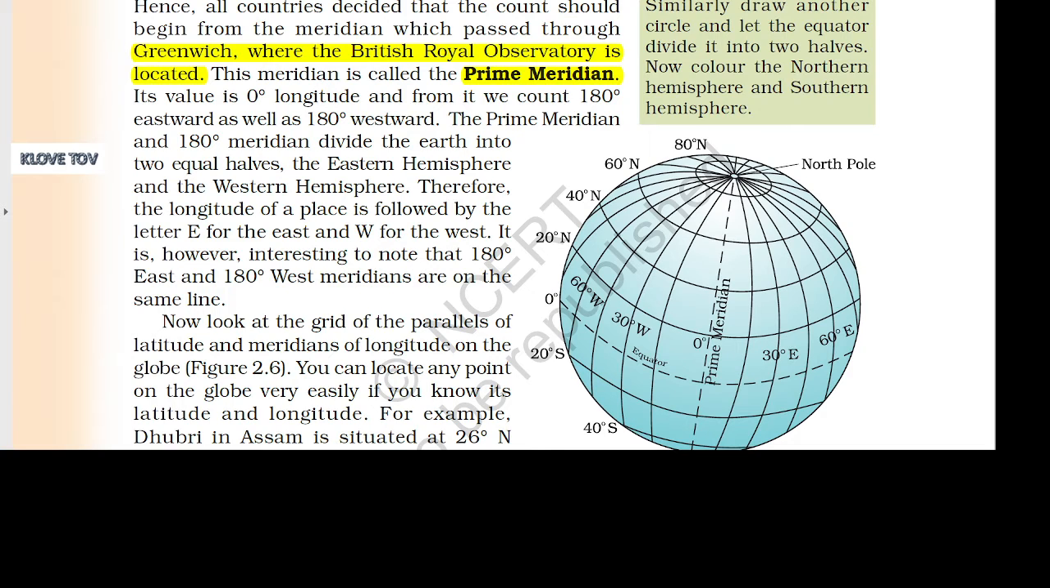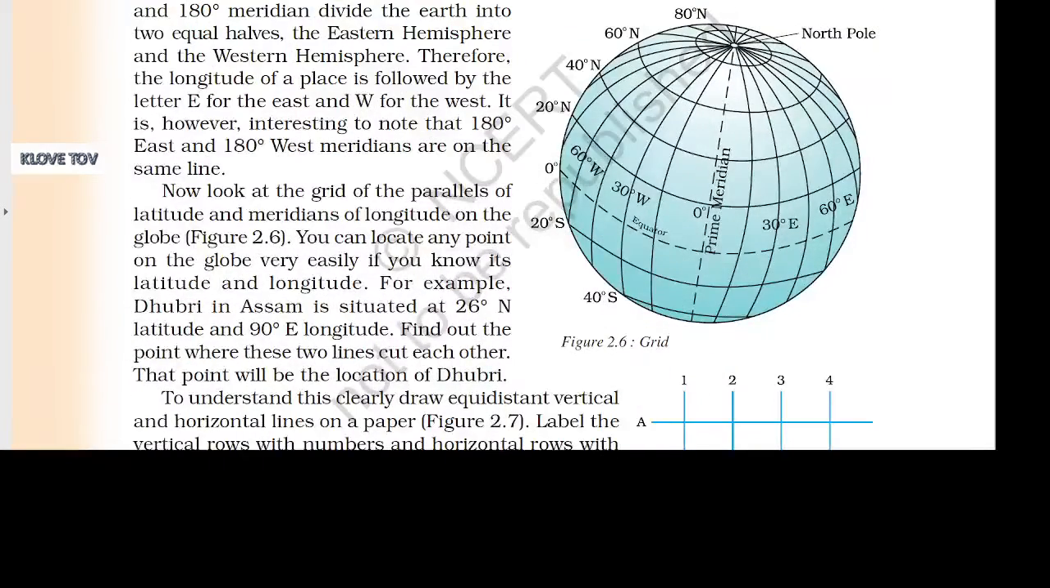The prime meridian and 180-degree meridian divide the earth into two equal halves, the eastern hemisphere and the western hemisphere. Therefore, the longitude of a place is followed by the letter E for the east and W for the west. It is, however, interesting to note that 180-degree east and 180-degree west meridians are on the same line.